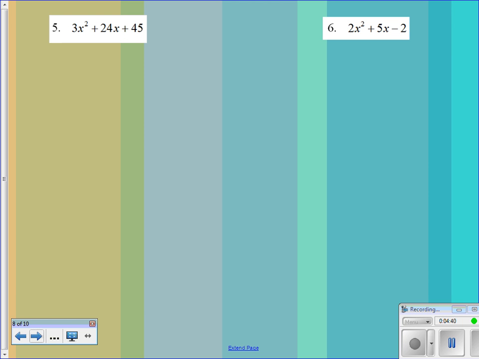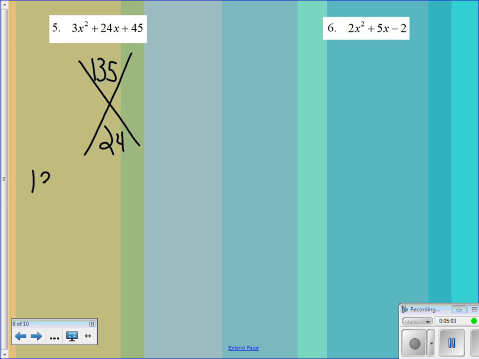So let's take a look at number 5. We want to find things that multiply to 45 times 3, which is 135, and add to 24. Well, this is not necessarily very straightforward. We can't look at this and be like, bam, I already know what that is.